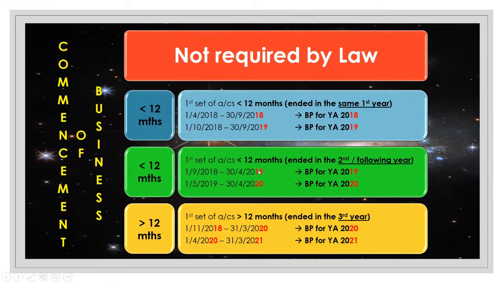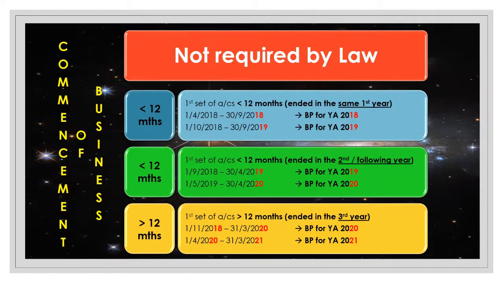Okay, in the second scenario, you will still have your first set of account less than 12 months. However, your first year end is in the second year or in the following year. So in this example, you commence your business on 1st September 2018. However, you want to have your year end 30th April every year. Therefore, you first close your account on 30th April 2019. Okay, so for that matter, you would have how many months? September, October, November, December, January, February, March, April. So you would have 8 months.